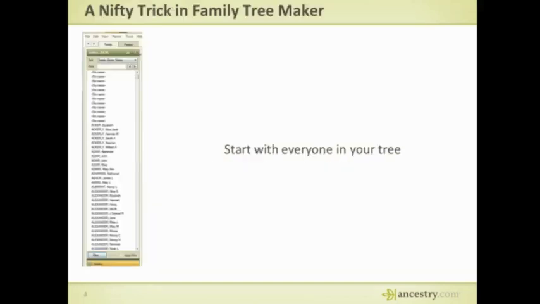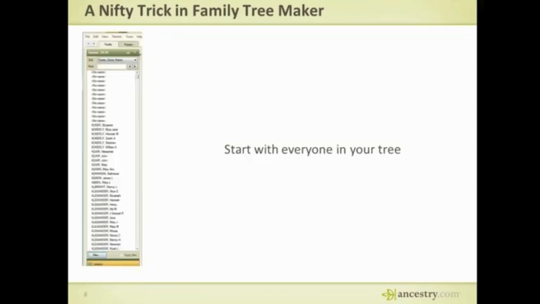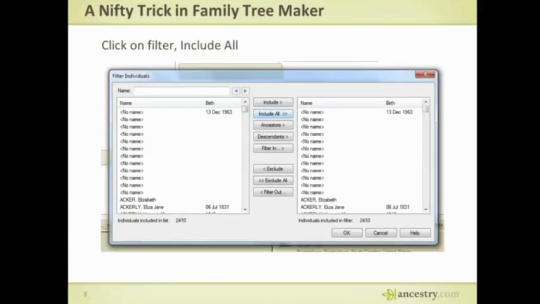I like to start with Family Tree Maker because it has some really nice filtering techniques that you can use. First, let me go back here. Down here at the bottom under the names, you'll see filter. If you press that, it'll come up with a screen, and that screen will allow you to throw everybody in, and then we'll filter people out. So I would click on include all. That throws everybody in, and it'll look something like this.